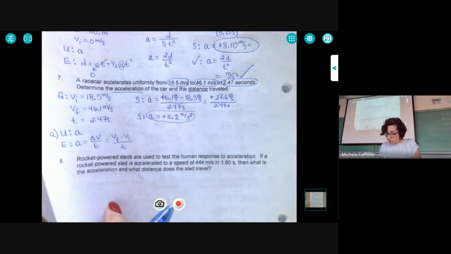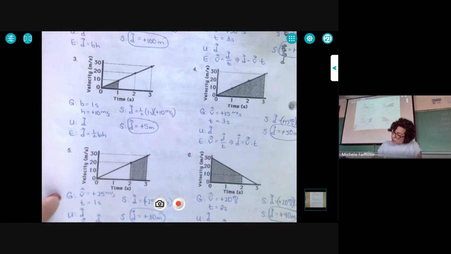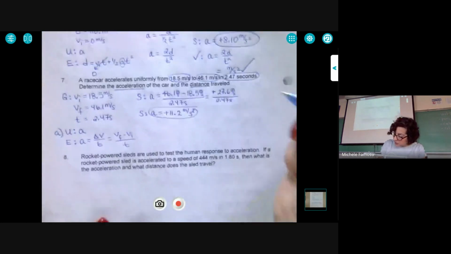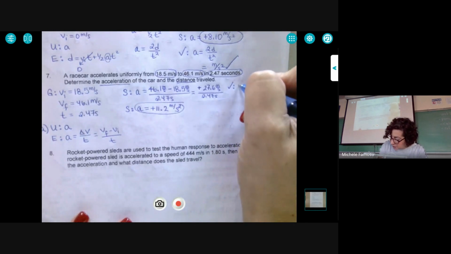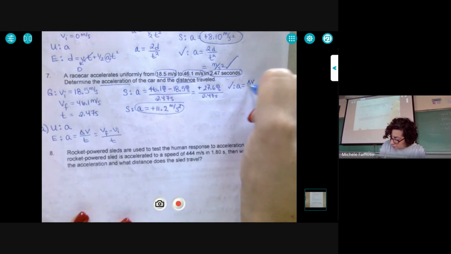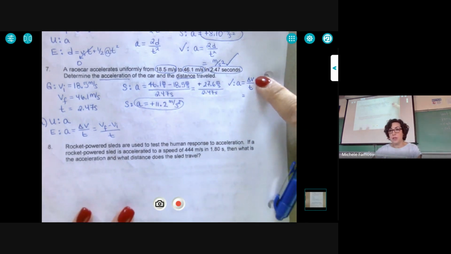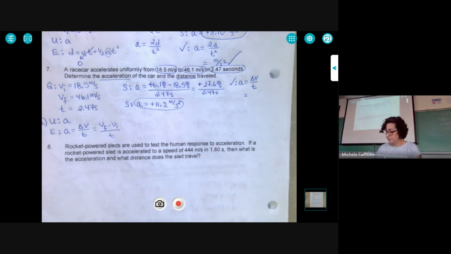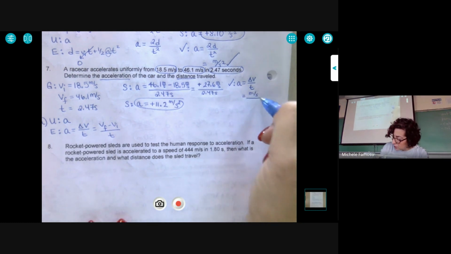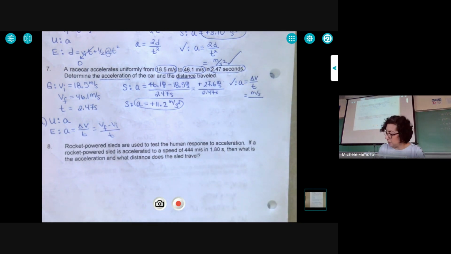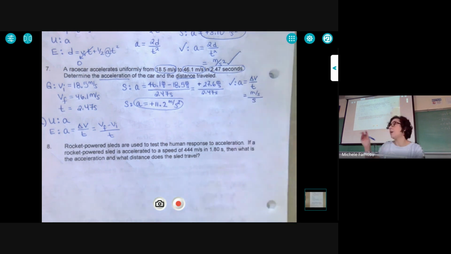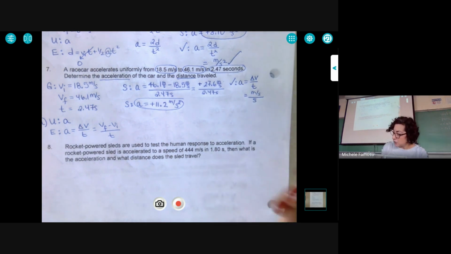Now, let's just check. Did we check that? Nope, we have not. So let's do the check of this over here. A is change in V over T. Savannah, what units do we have for the velocity change in the numerator? Good. Alex, what units do we have for time in the denominator? Seconds. We don't care about any numbers at this point. All right, so let's take a look at what this does.